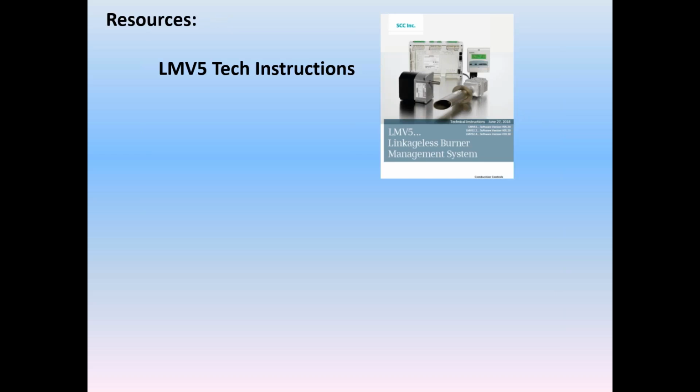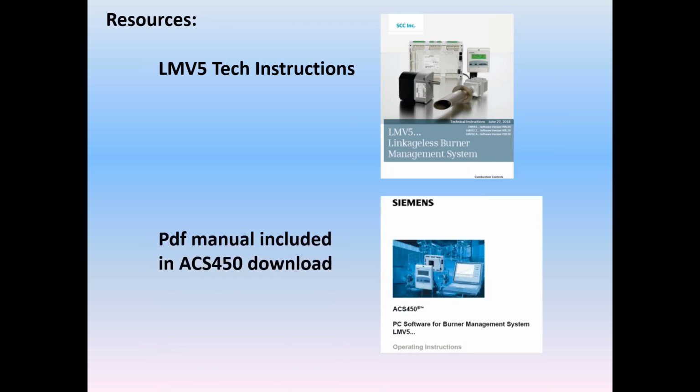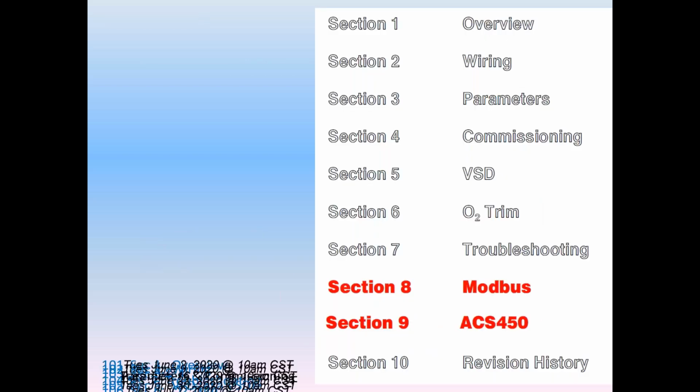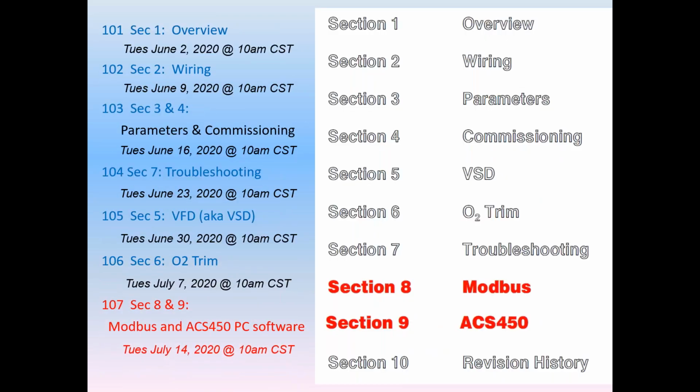Resources we have are the LMV5 tech instructions for the ACS 450 and the Modbus software. And along with the download, there's a PDF manual that's also included in the ACS 450 download from our website. I hope this gets you more comfortable to see what the scope and use of the Modbus is and how to use the ACS 450 software.